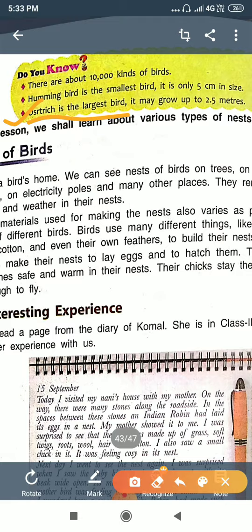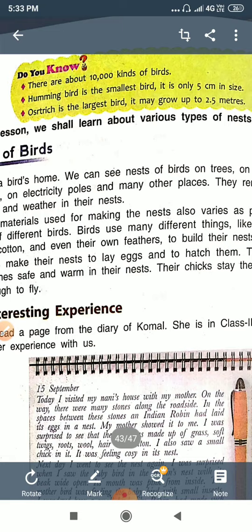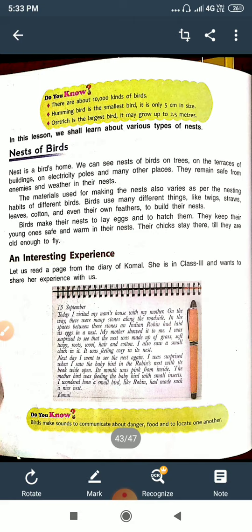Ostrich is the largest bird and it may grow up to 2.5 meters. This is the approximate height of the ostrich. Okay, now move to the next topic. I think this is clear, all the things about the birds' features are clear.